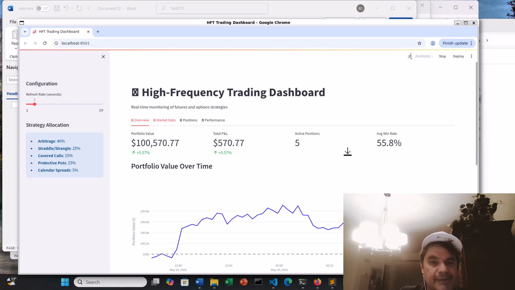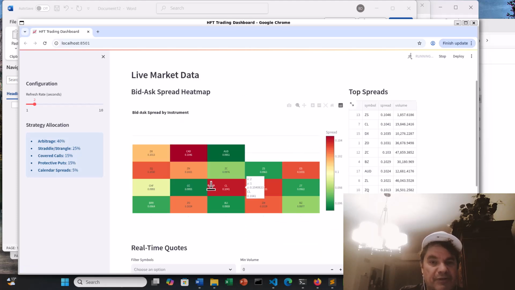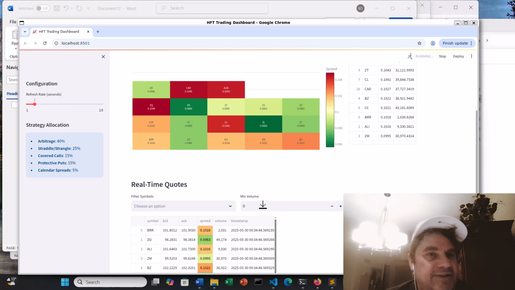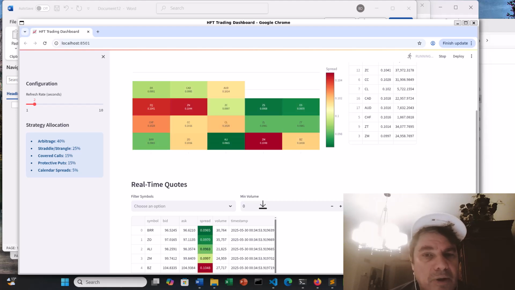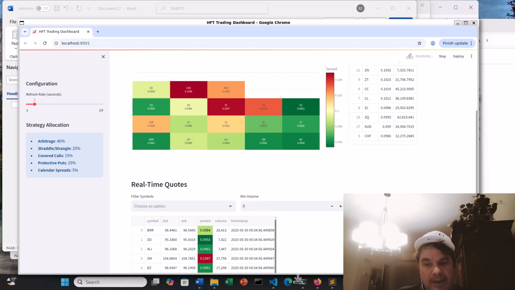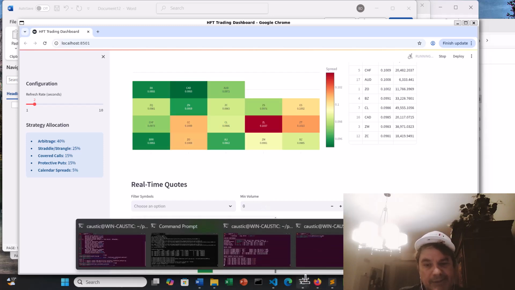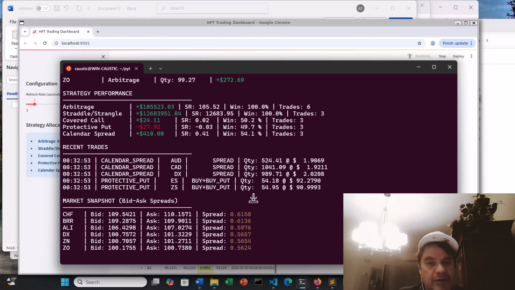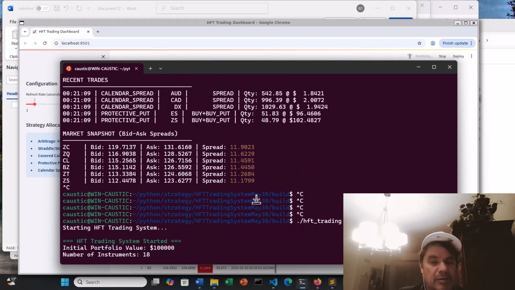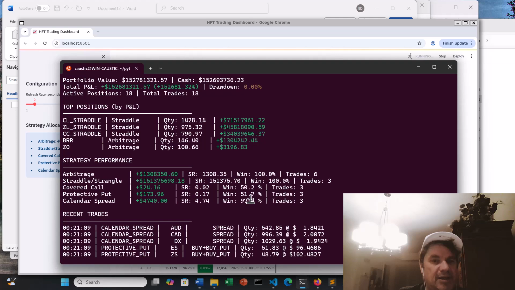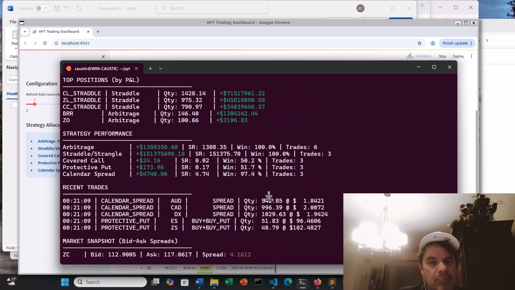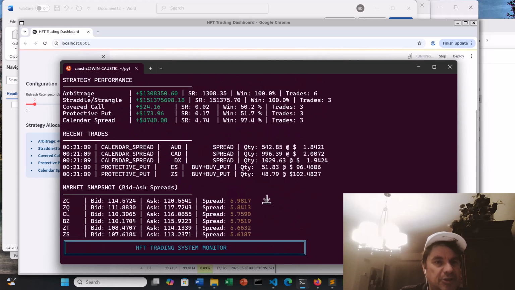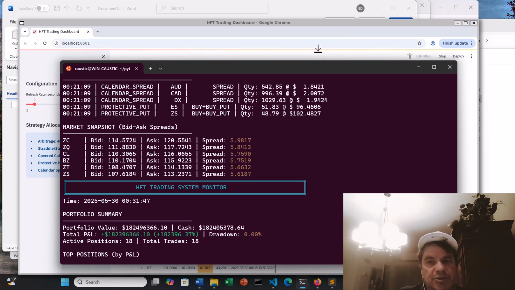We get the market data. So we have our live market data, and obviously it's fake data, but it's being fed into this front end with the back end being right here. It's constantly updating every couple of seconds. So that's the back end of the C++ running with the running strategy and trading and simulation.